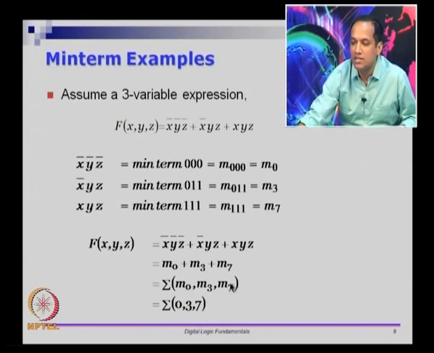And this m naught, m3 and m7, it is all in subscript form, and we can drop this whenever we know that it is a sigma outside. We can just drop the small case m and just write it as 037. So, if you see a sigma of 037, it means it is the sum of minterm 0, minterm 3 and minterm 7, and as if I give you the variable ordering x, y, z, minterm 0 would be x bar, y bar, z bar, minterm 3 would be x bar, y and z, and so on.